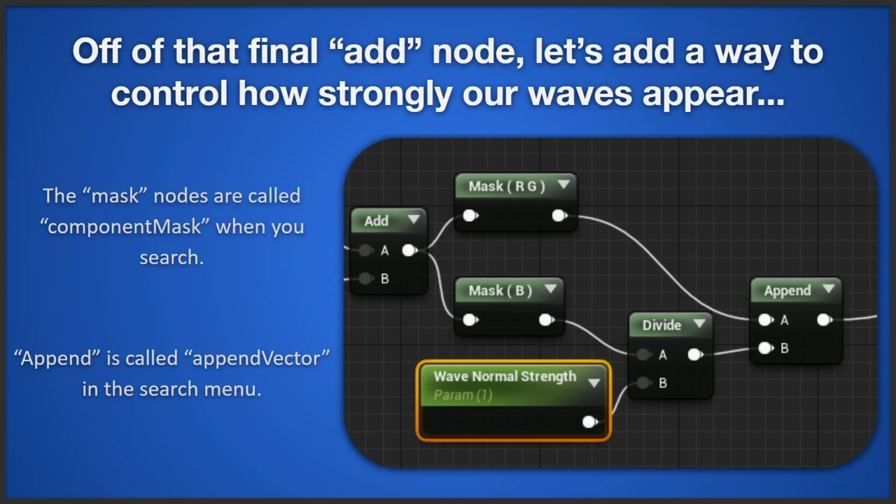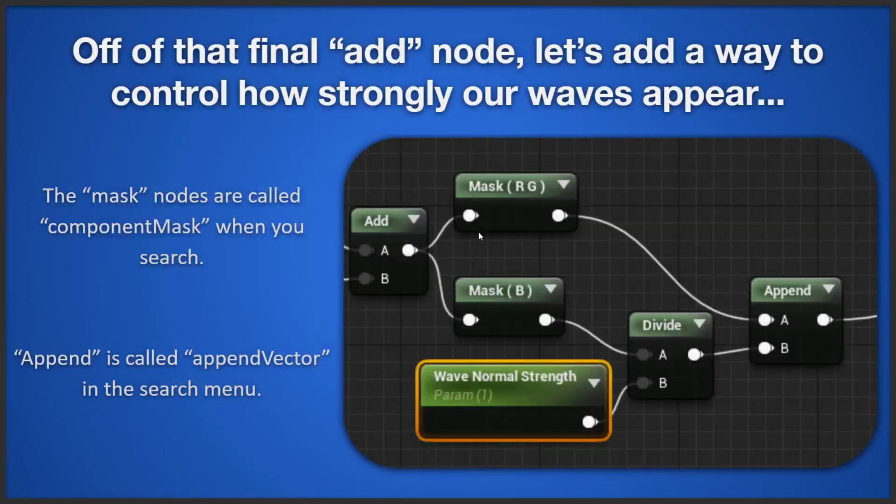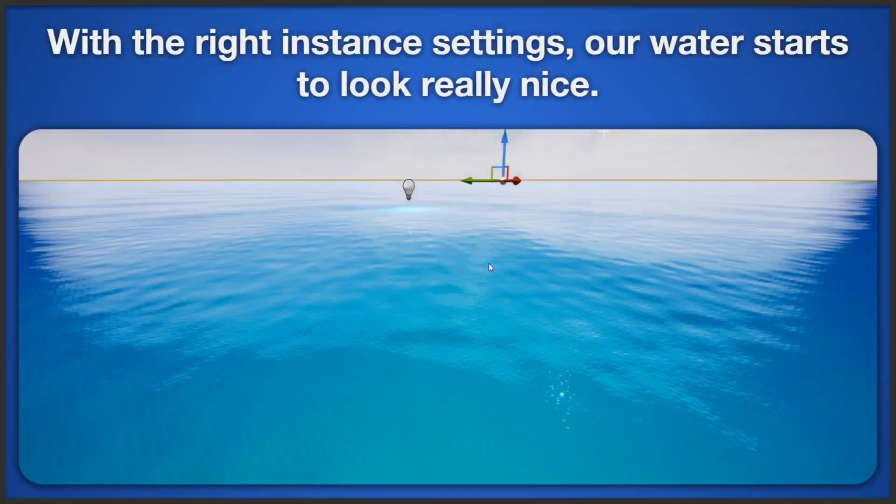What's exactly the difference between using a normal map for waves and using a superimposed sine wave? We're actually going to switch to a sine wave as well later in this tutorial. But here's our water now. Our water is starting to look really nice.